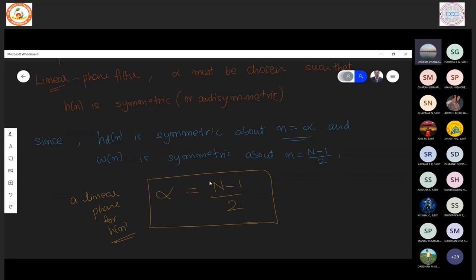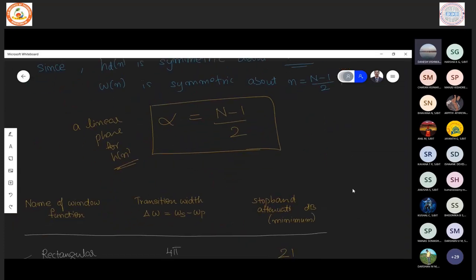Here N is the length, the size, or the order of the filter, or the length of the impulse response. So alpha is related to N like this: alpha is equal to (N minus 1) by 2. If you're given the value of N, we can calculate alpha. This relation is very, very important. We have to satisfy this particular condition.